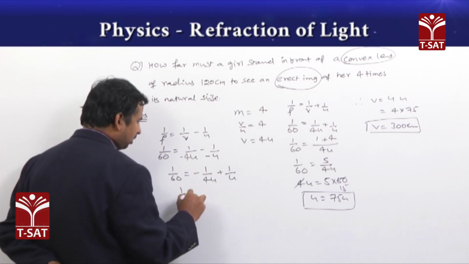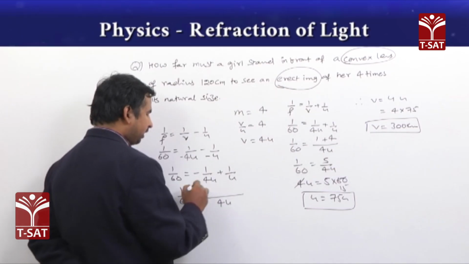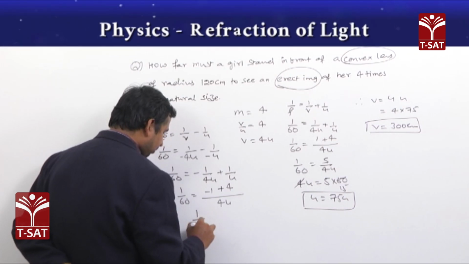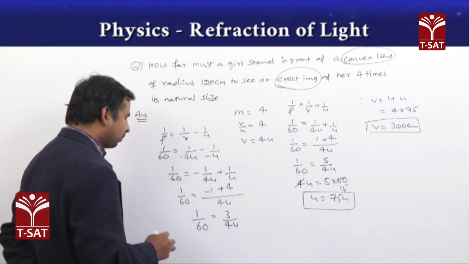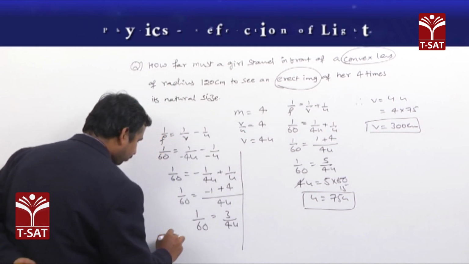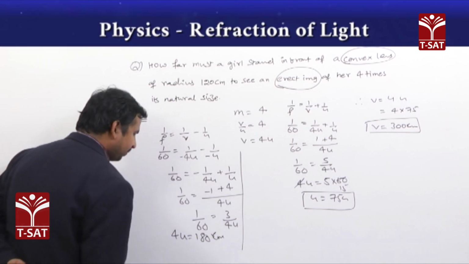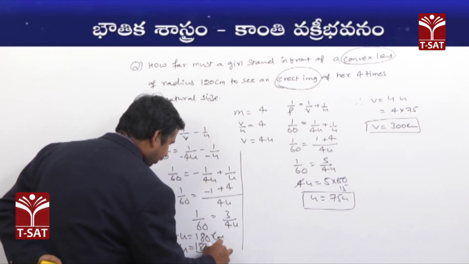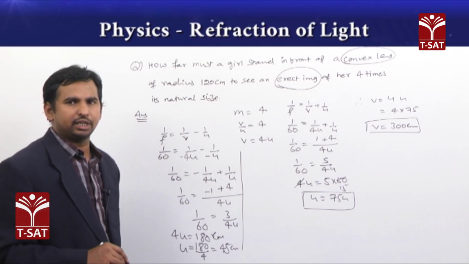Then 1 by 60 is equal to, taking the LCM 4u, minus 1 plus 4, that is 3 by 4u. Then if you cross multiply, 4u is equal to 180 centimeters, and u is equal to 180 by 4, which is 45 centimeters.